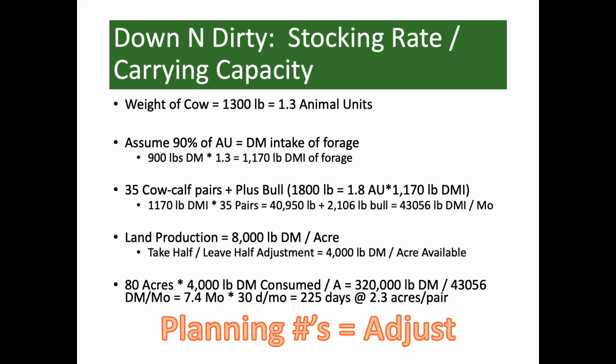So if we have 80 acres, and they're going to be able to consume 4,000 pounds of dry matter per acre, that's 320,000 pounds of dry matter. We said that our herd's going to require 43,056. Then that means I've got enough forage for 7.4 months, 30 days a month. I've got 225 days of grazing available at 2.3 acres per pair.